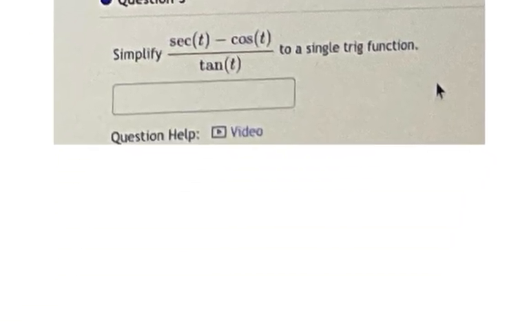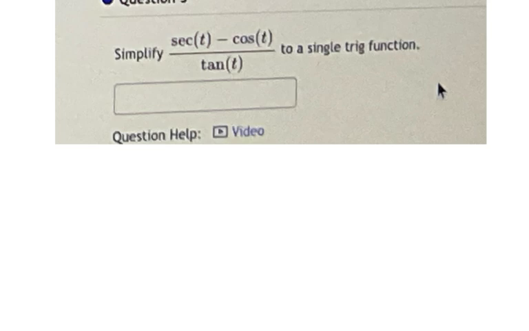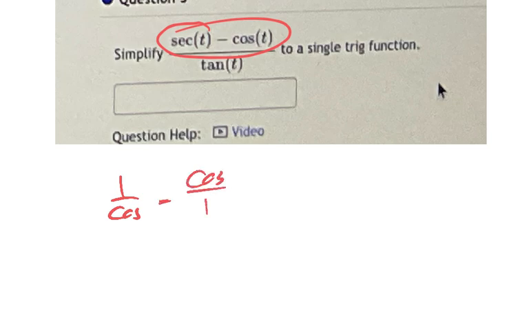When I start thinking about everything not being in terms of sine and cosine, I want to put them all in terms of sine and cosine. I don't have any reason why, other than that's just what I'm thinking. So, 1 over cosine minus cosine over 1, all over sine over cosine.